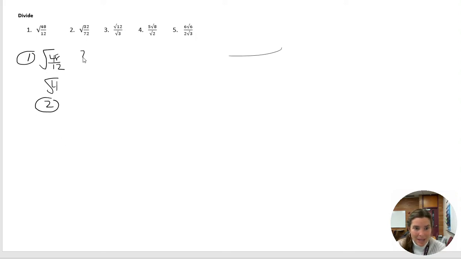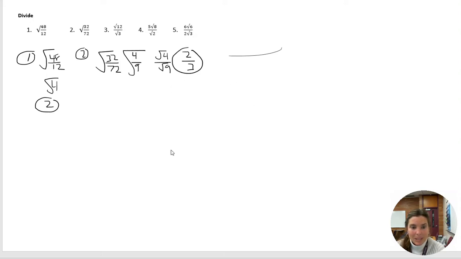Okay. And then number 2, let's go ahead and look at that one. So square root of 32 over 72. When we simplify that, 8 goes into 32 4 times, and 8 goes into 72 9 times. So that simplifies as 4 over 9. And now we can rewrite this as the square root of 4 over the square root of 9, and then we can simplify from there. The square root of 4 is really just 2, and the square root of 9 is really just 3. So that would be 2/3.